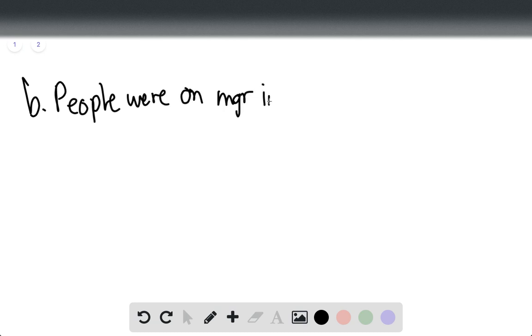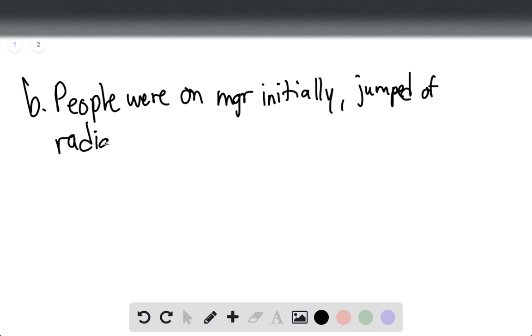And then for part B, they're asking us if the people were on initially and jumped off radially. So people were on a merry-go-round initially, jumped off radially, this would mean that the change in angular momentum equals 0.